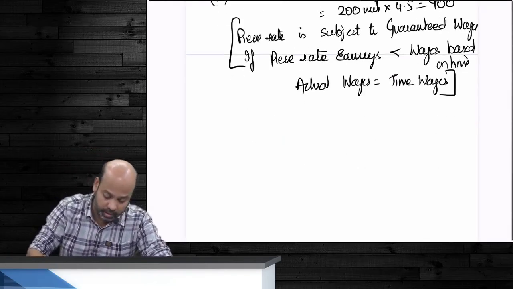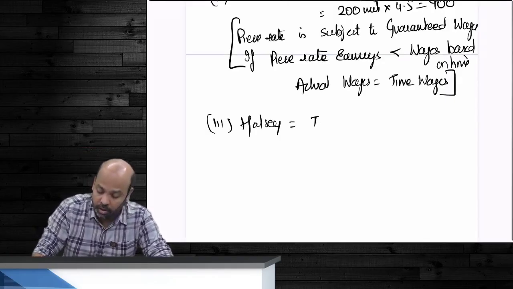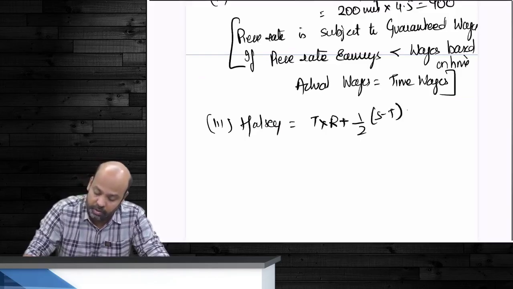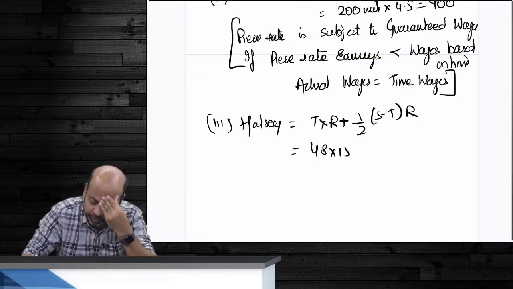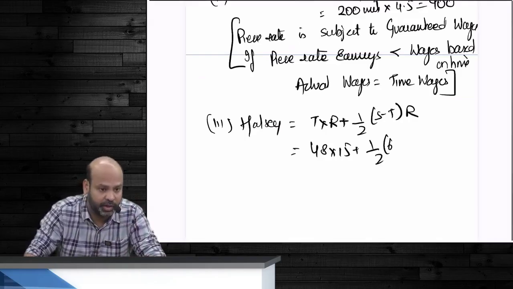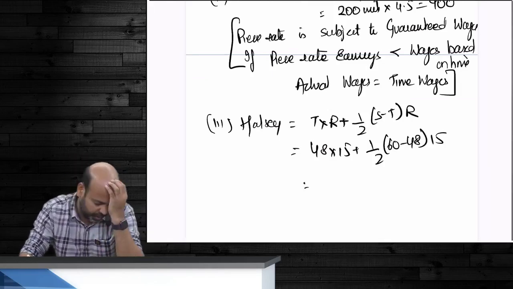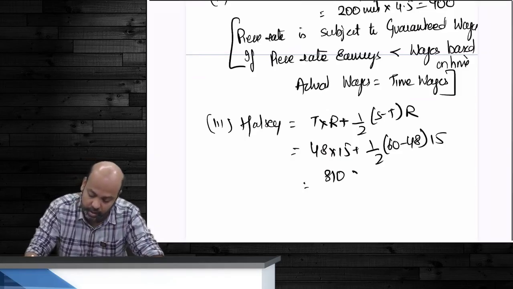Next, beta, how much is the total wages under Halsey scheme? It will be time taken into rate per hour plus half of time saved into rate per hour. So time taken is 48 into 15 plus, half of time saved, 60 minus 48 multiplied by 15. So you give them 54 hours multiplied by 15, guys, that will be 810 rupees.